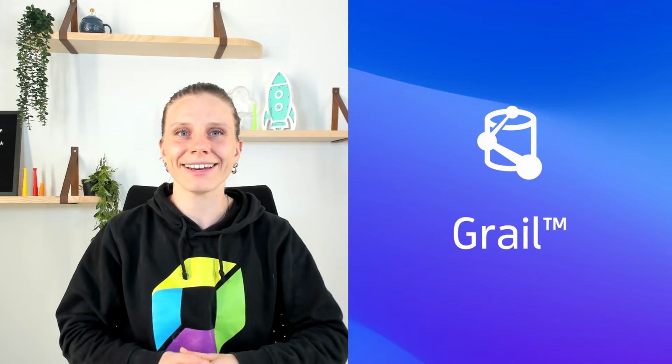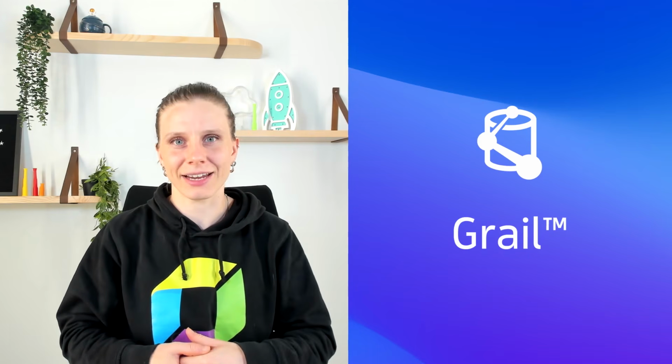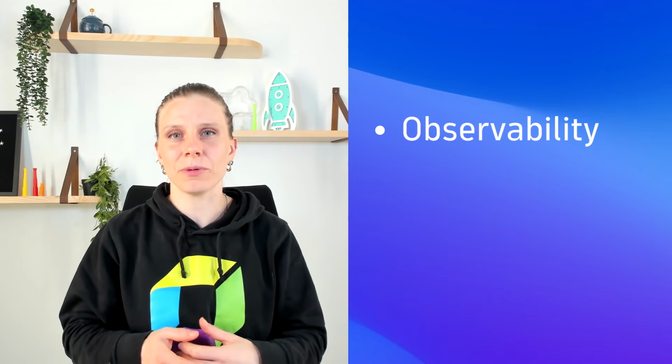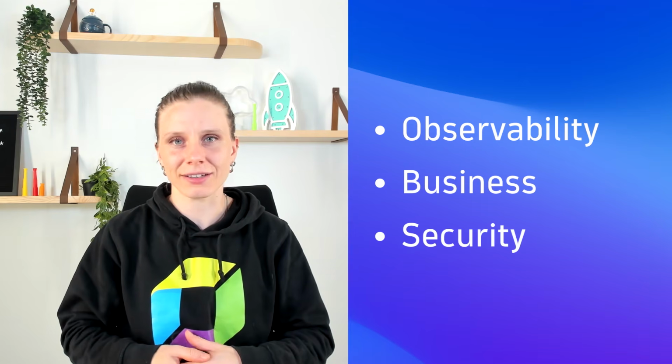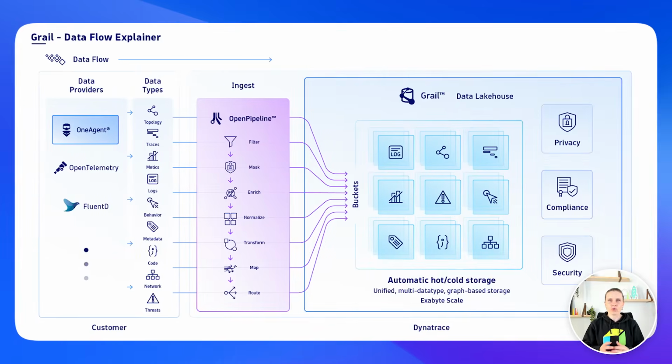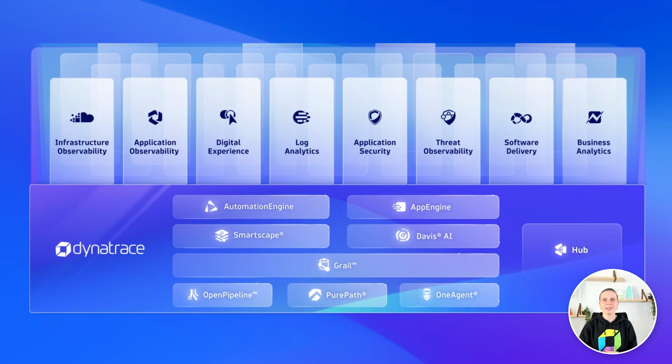Once processed, the data is stored in Grail, Dynatrace's purpose-built data lakehouse, built to store all of your observability, business, and security data at exabyte scale. Grail enables real-time contextual analytics and creates the foundation for the built-in Dynatrace solutions. Dynatrace solutions have many use cases in observability, security, analytics, and automation. And you can even create custom solutions on top of Dynatrace to meet your unique business requirements.